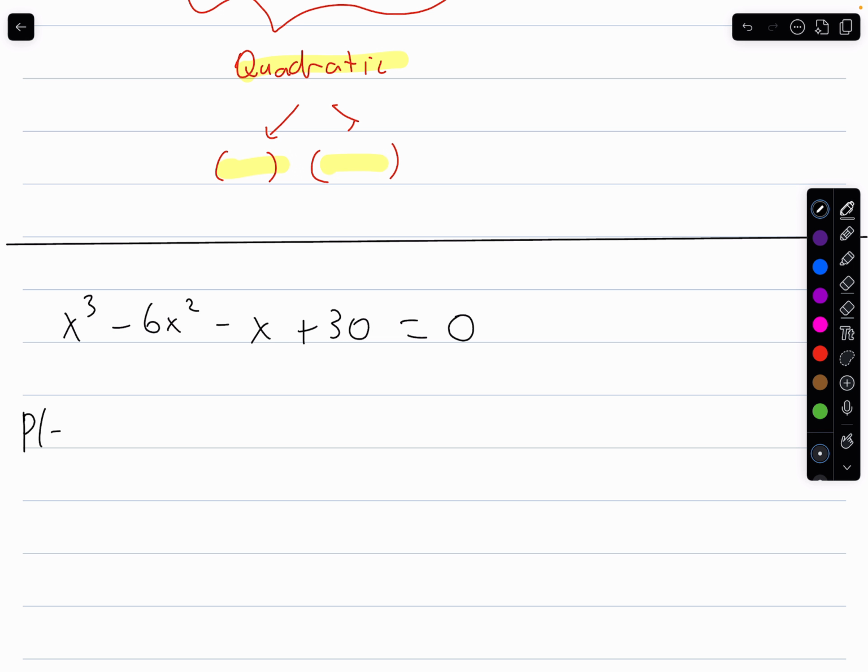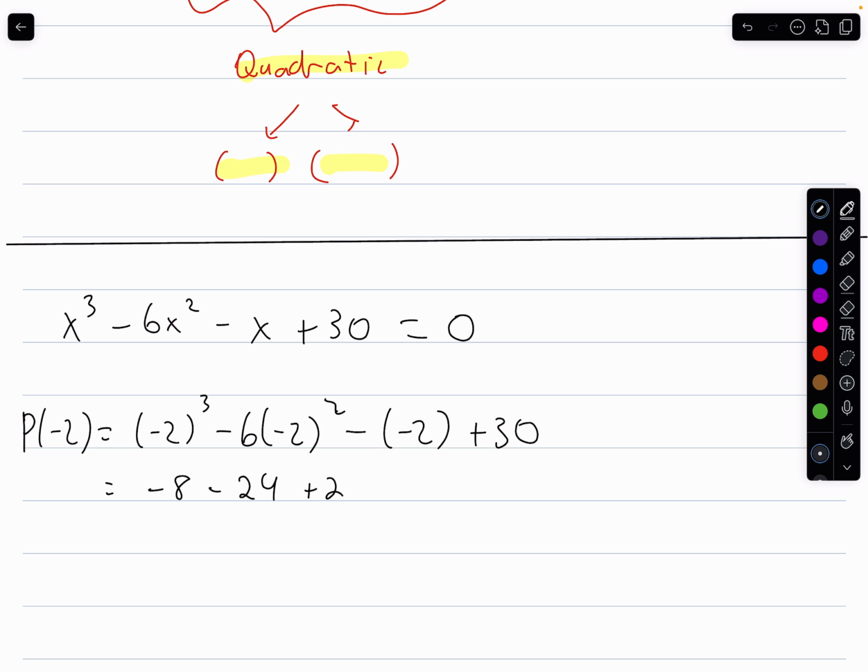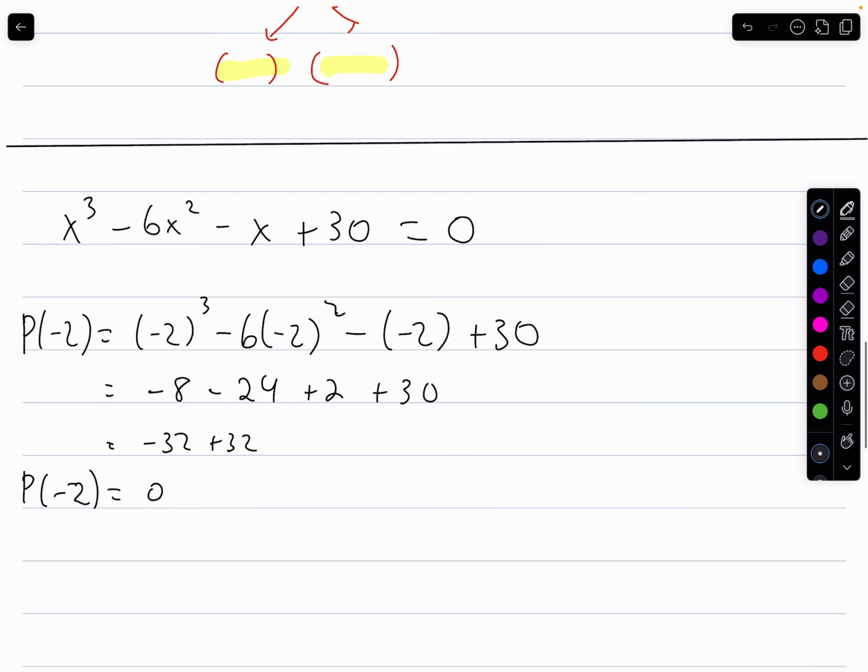So P at negative 2 is equal to negative 2 cubed minus 6 times negative 2 squared minus negative 2 plus 30. And we're going to find out what that is. This is going to be negative 8, minus 24, plus 2 plus 30. So negative 8 minus 24 is negative 32, plus 32. Boom, we get 0. So P at negative 2 is equal to 0. Therefore, x plus 2 is a factor.